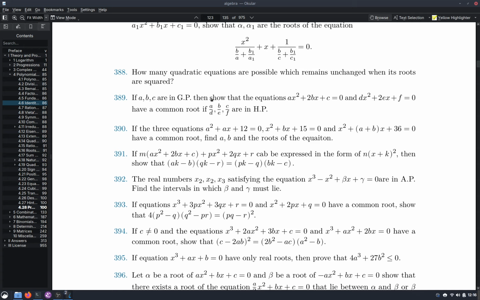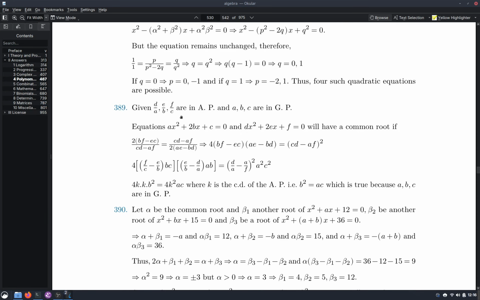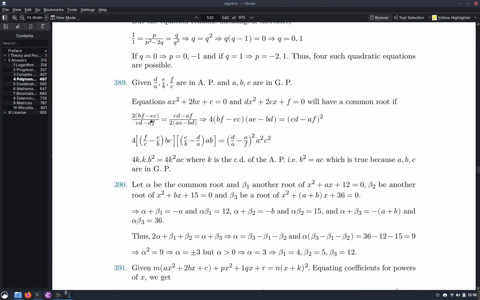We are given that a, b, c are in GP, so we assume the HP part. Now we'll see whether our assumption is correct or not, and they will have a common root. So for the common root condition, we do the cross multiplication. We get 2 into bf minus cc by cd minus af is equal to cd minus af by 2 into ae minus bd. We cross multiply, we get 4 into bf minus cc into ae minus bd is equal to cd minus af whole square.